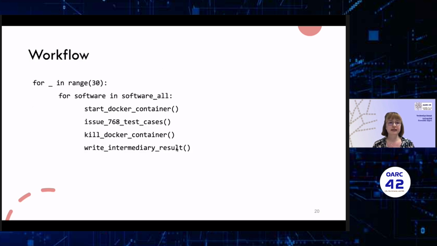Then for the testing phase, what we need to do is start all the containers with DNS software. We issue all the test cases, then we kill the containers and save the intermediate results. And this process is repeated 30 times.